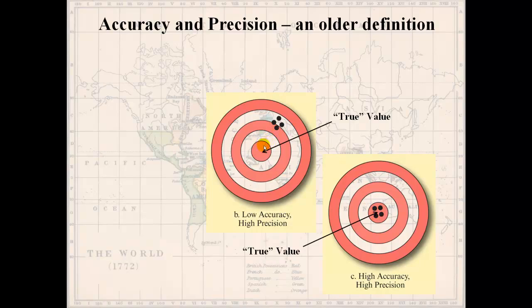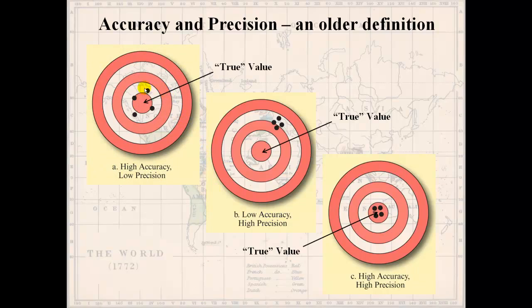In the second example, all 4 shots are far away from the center, so that's going to have low accuracy. But all 4 shots are close to each other, so they have high precision. So this is a low accuracy, high precision example. And in this example up here, the 4 shots aren't really very close to each other, so they're low precision. But the 4 shots, on average, are considered to be close to the center of the bullseye, and so that would be considered high accuracy.